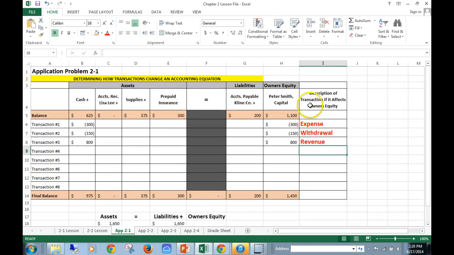So we've already done one of each of the three types of transactions that affect the owner's equity accounts: expenses, withdrawals, and revenue. The rest should be pretty easy. Transaction 4, paid cash for equipment repairs of $100. So if we paid cash of $100, we're going to put minus $100 in our cash.